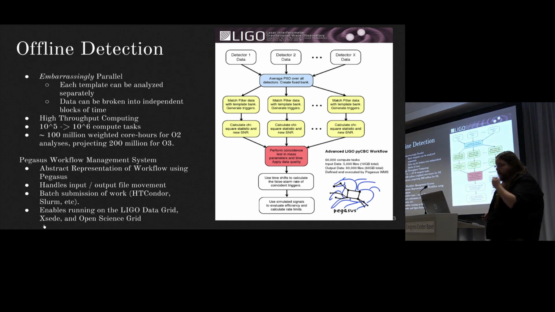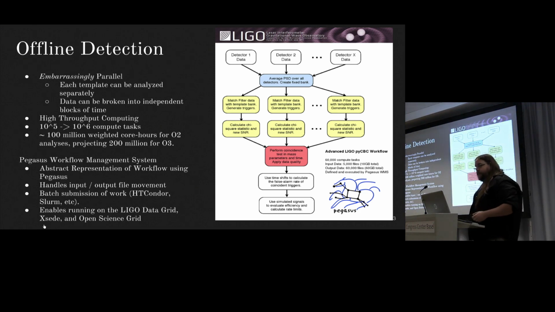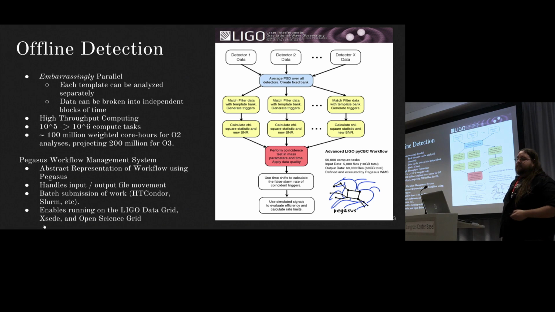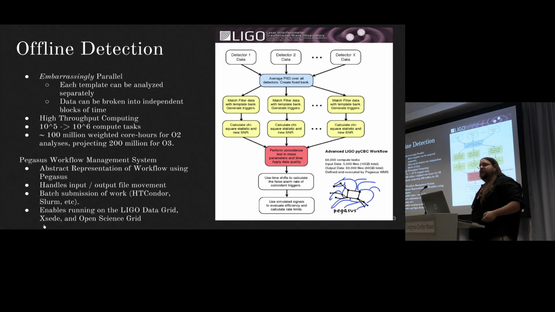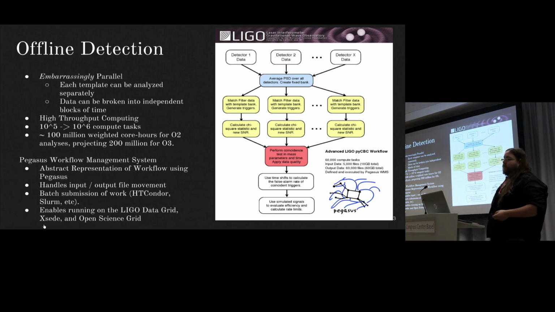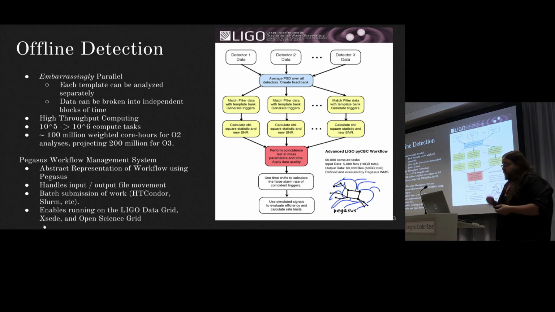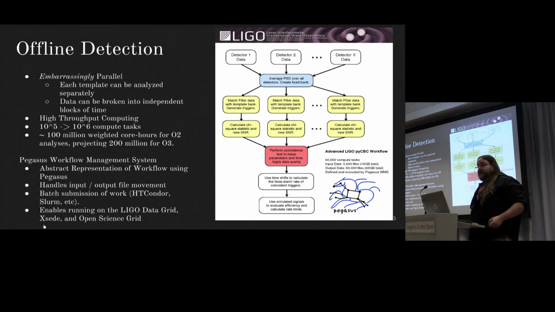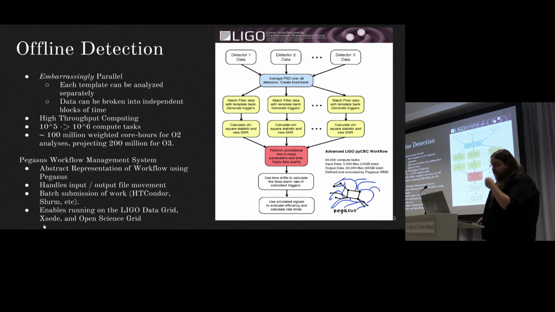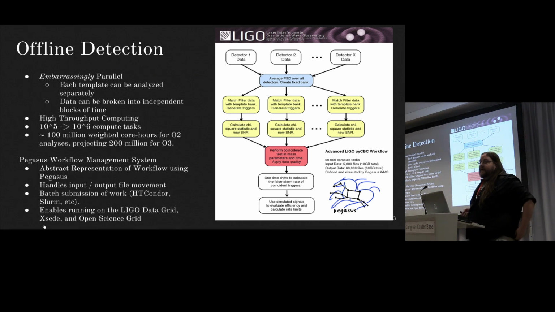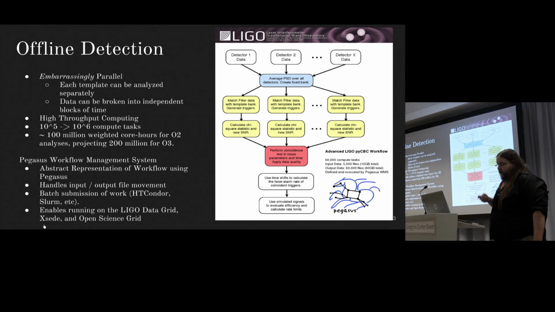Offline detection, you might have surmised, is actually something that's extremely parallel. Each template can be analyzed on its own. If you're talking about something that you have archival data for, you can, of course, break that data up into chunks and analyze those separately. So this is what we call an embarrassingly parallel problem. And so typically one of our jobs is to try to map this problem to as many computing resources as we can. And we do that in a couple ways.